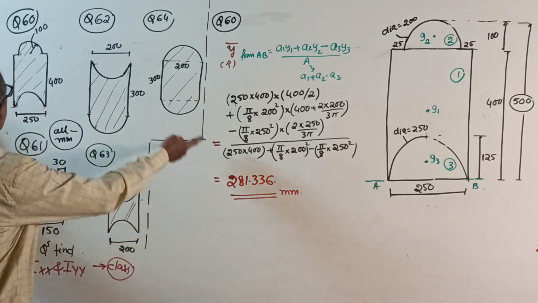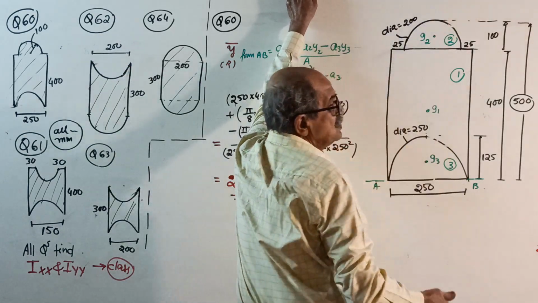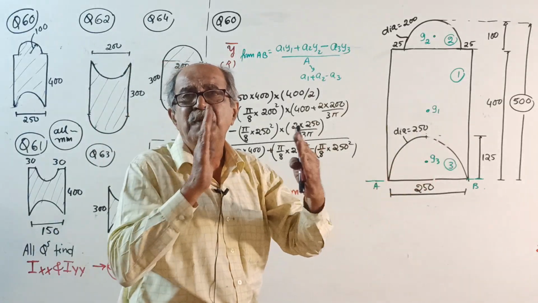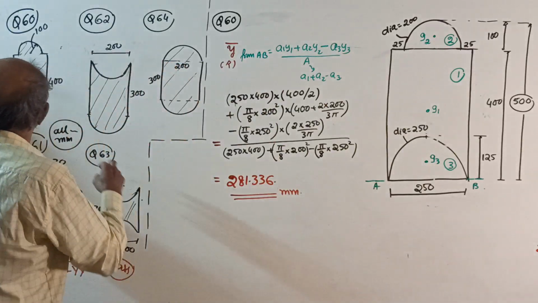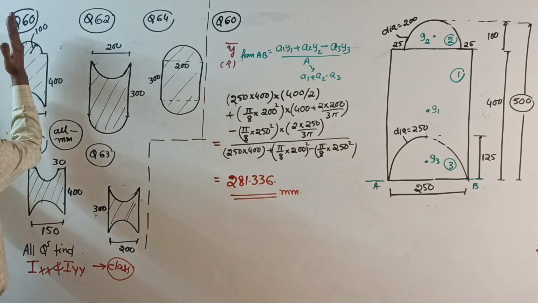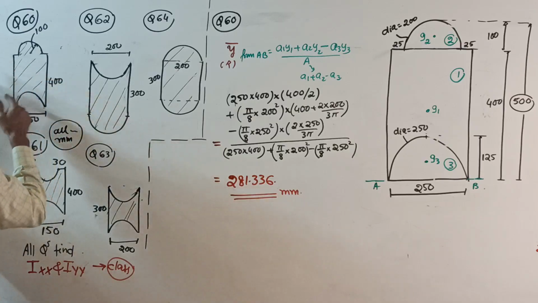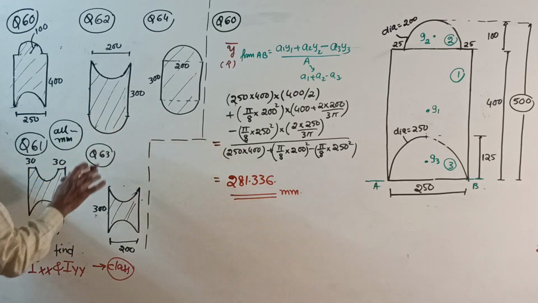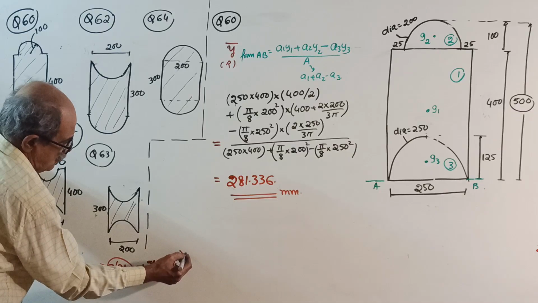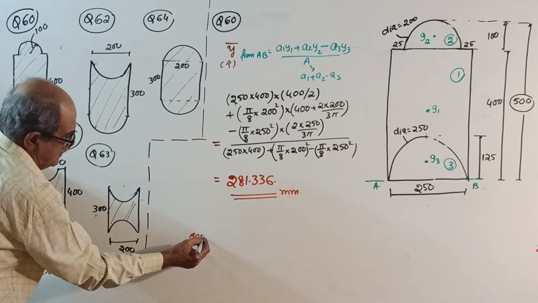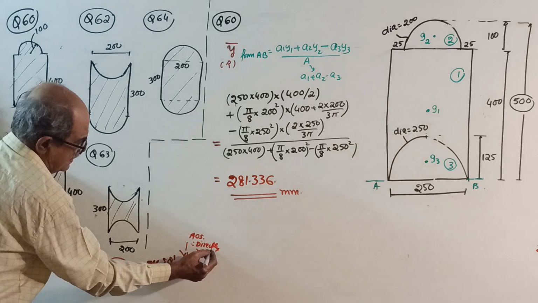Therefore, for all the 5 questions, the YY axis, I will directly locate this way. So, for all the 5 questions, X bar is not required. Now, regarding Y bar, see here. It is symmetrical about the vertical axis, but about the horizontal axis, it is not symmetrical. So, for this question, remember, first of all, you write here: all 5 questions, YY is axis of symmetry. So, directly marked.